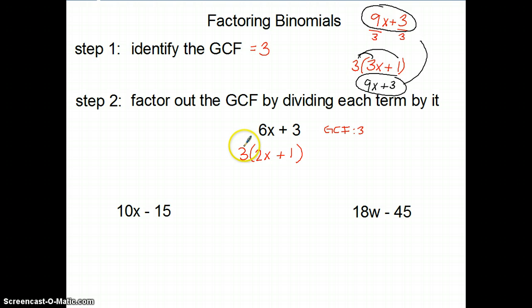Now to check your answer, we can distribute it back in to see if what we did was correct. 3 times 2x is 6x. 3 times 1 is a positive 3. That matches what we had in the beginning, so we did our process correctly.